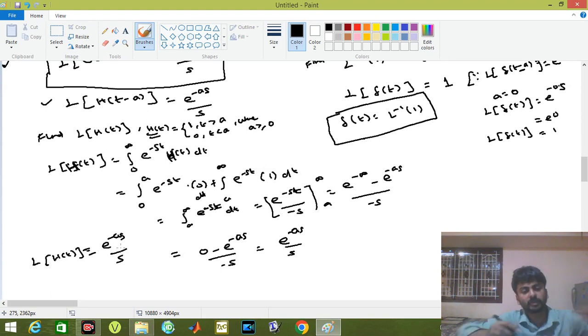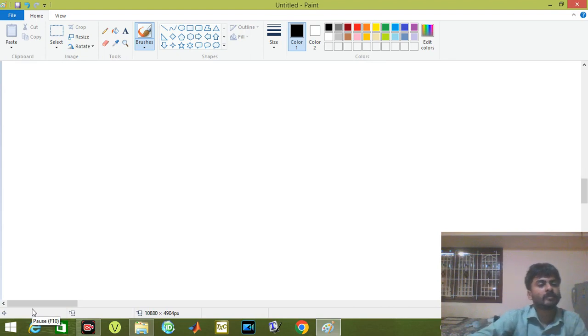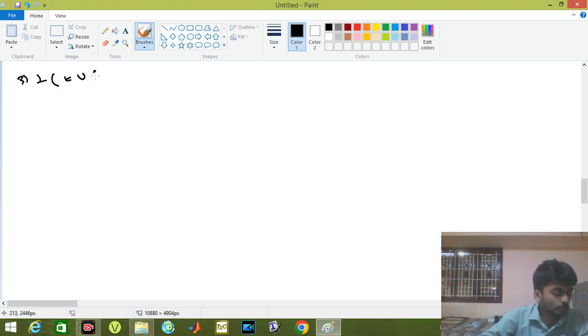Suppose you are asked to solve, and this may be our third problem, again you may be asked to find L of t into u of t minus 9. This is your problem, meaning how to find this solution.